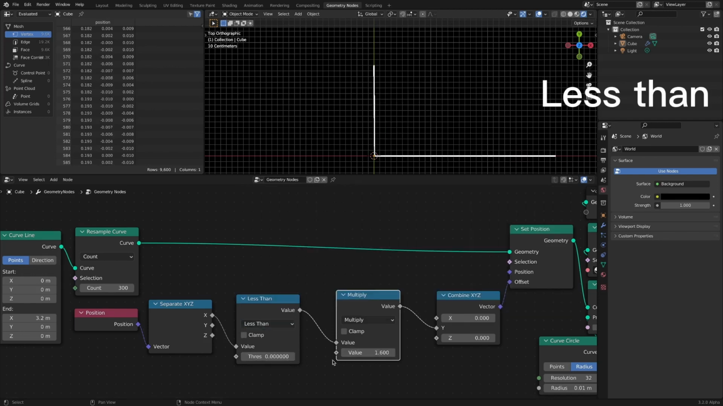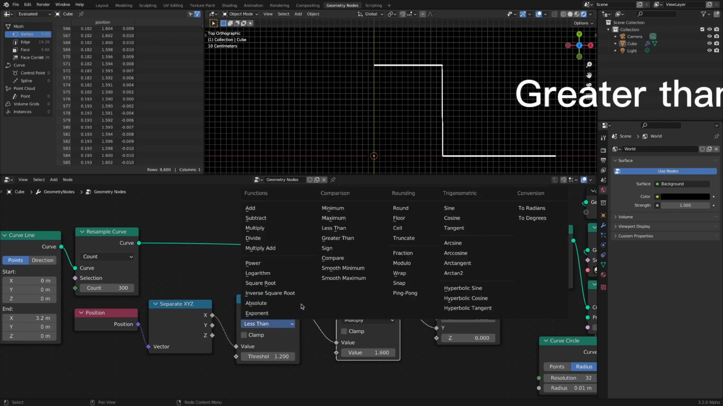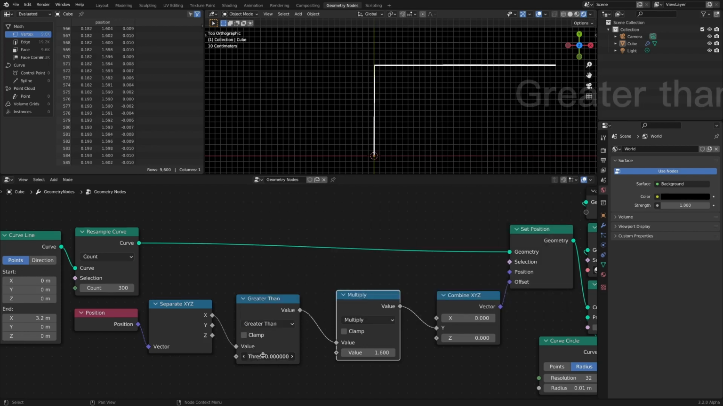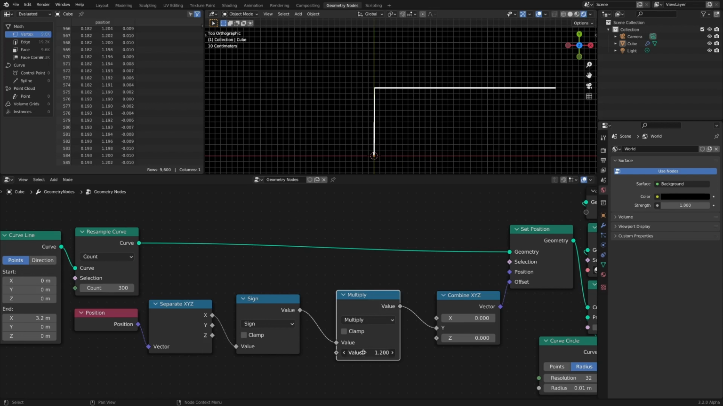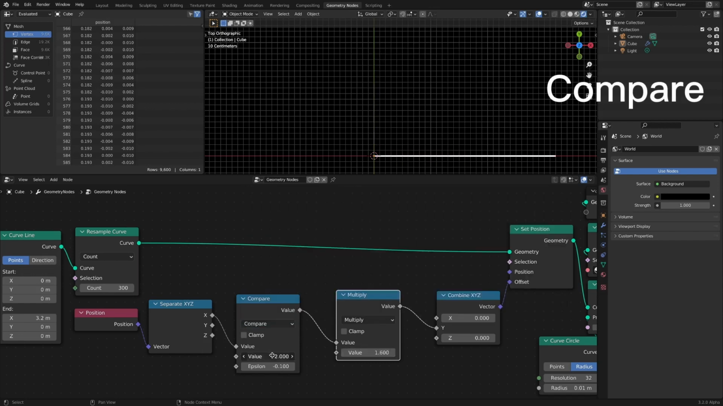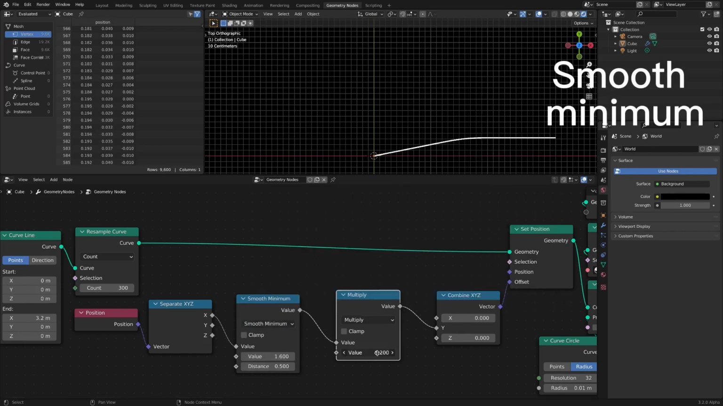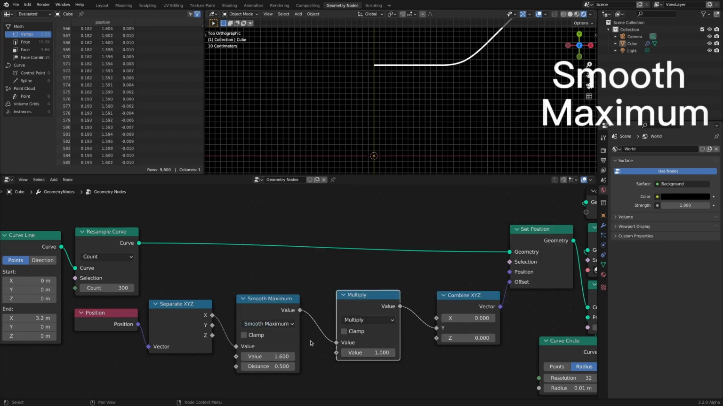Less than. Greater than. Sign. Compare. Smooth minimum. Smooth maximum.